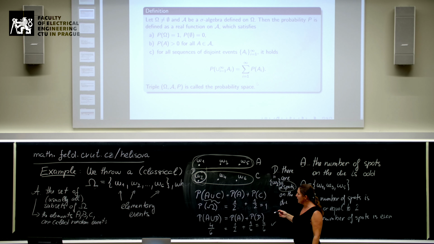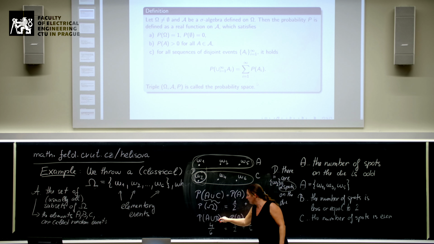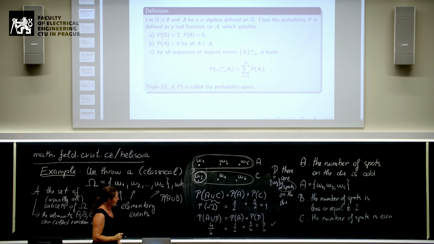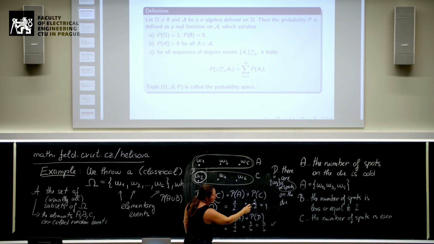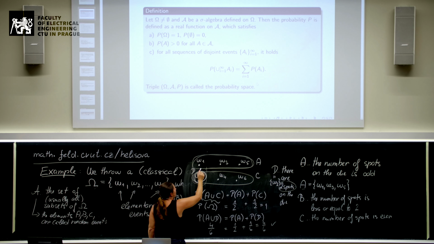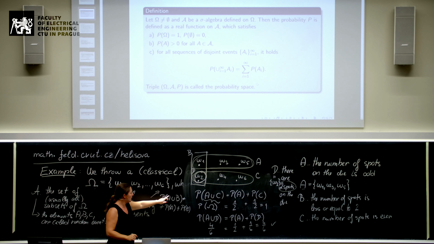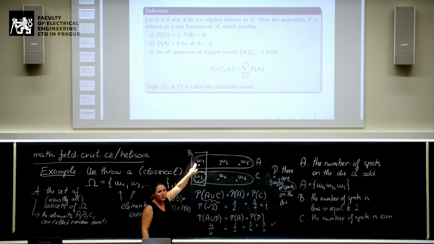This is possible only in the case when these events are disjoint, when they have an empty intersection. When we consider, for example, the events A and B, where B is that there are at most 2 spots on the die, then we cannot calculate the probability of their union as the sum of their probabilities, because in this case we would count the probability of omega-1 twice.